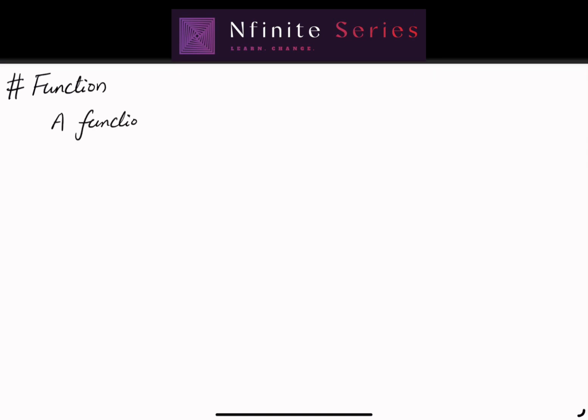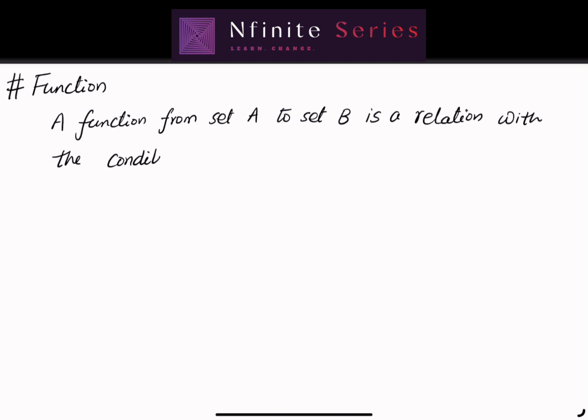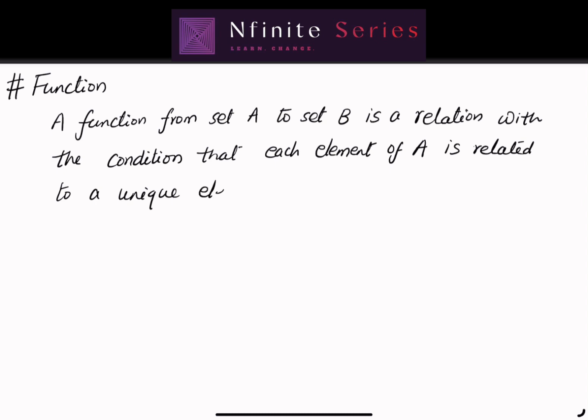Here's the definition. A function from a set A to another set B is a relation with the condition that each element of set A is related to a unique element of the set B. Here the thing to emphasize is that every element of A is related to a unique element of B. So a function is a special kind of relation with these conditions.